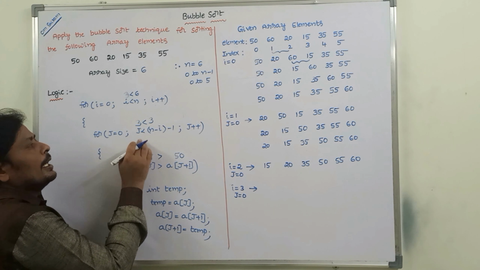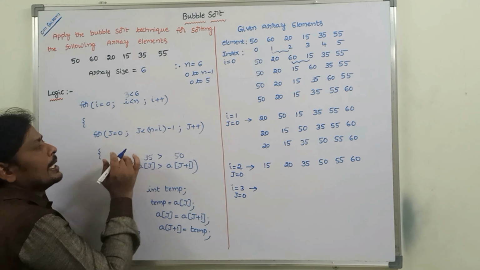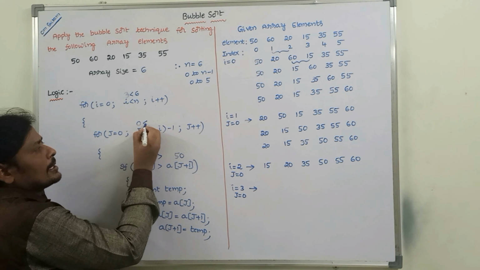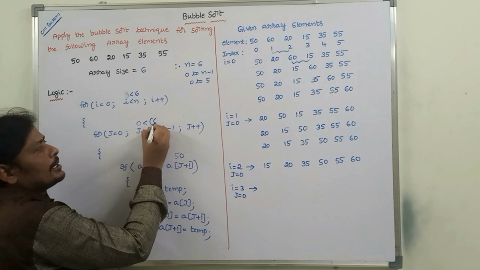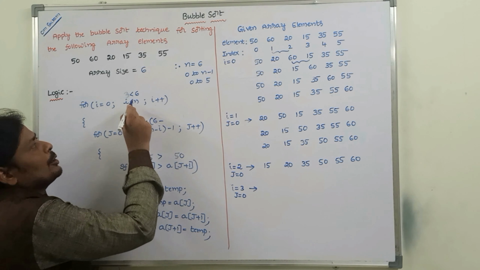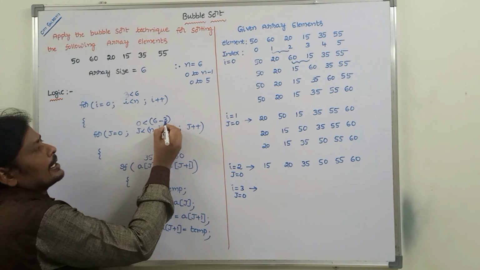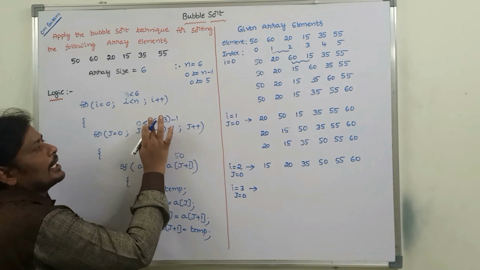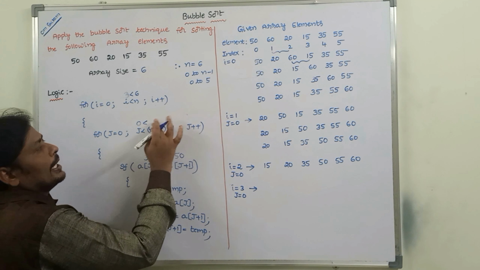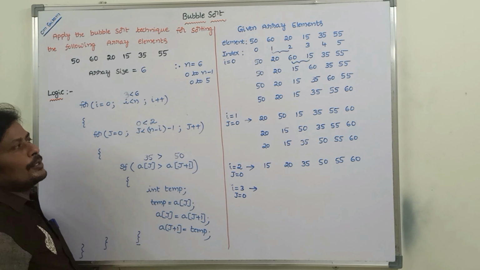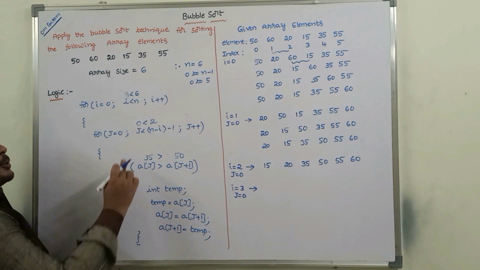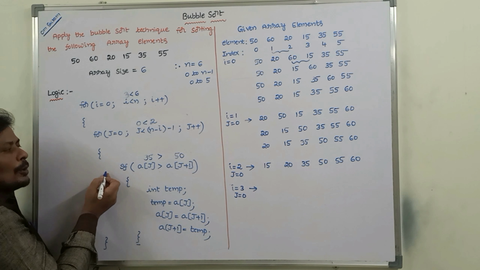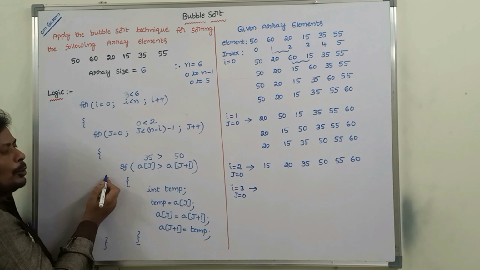In that body, another for loop is there. So here j is equal to 0. 0 less than n, n value is 6, minus i value means 3. 6 minus 3 minus 1. So 6 minus 3 is 3, 3 minus 1, that is 2. This entire value is 2. 0 less than 2, so condition true. If the condition is true, then the control goes to the body of the inner for loop.